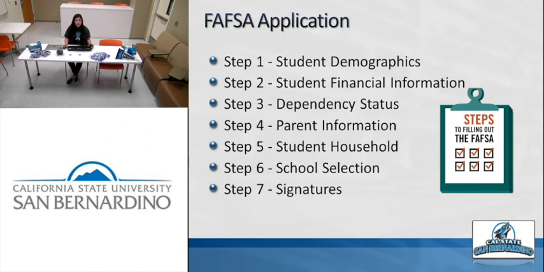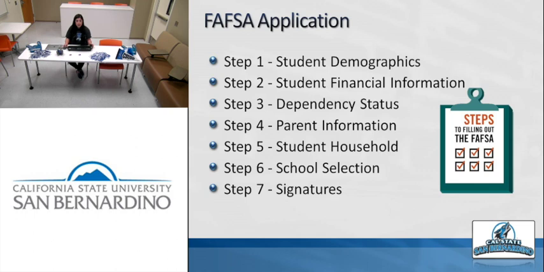When filling out the FAFSA application, the first step is going to be the student demographics, which is going to be your personal information, your home address, your high school, and any colleges that you're applying to. The second step will be student financial information. So if you worked for the year that they are asking about, make sure you input all of your tax information. If you did not file taxes, you will need your W-2s. You will have to input how much you earned.